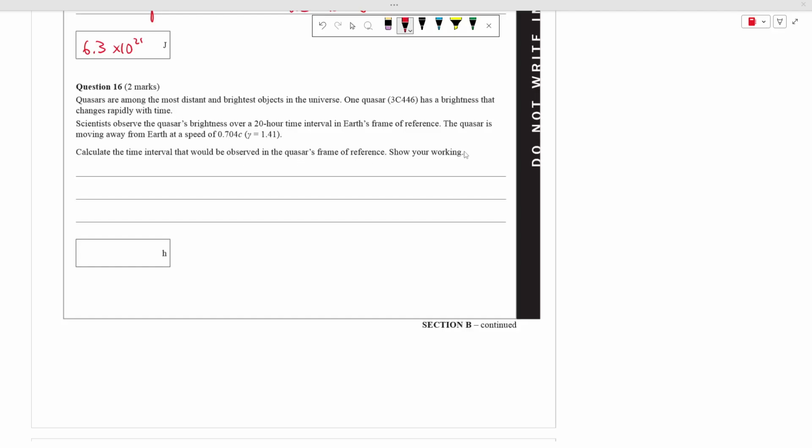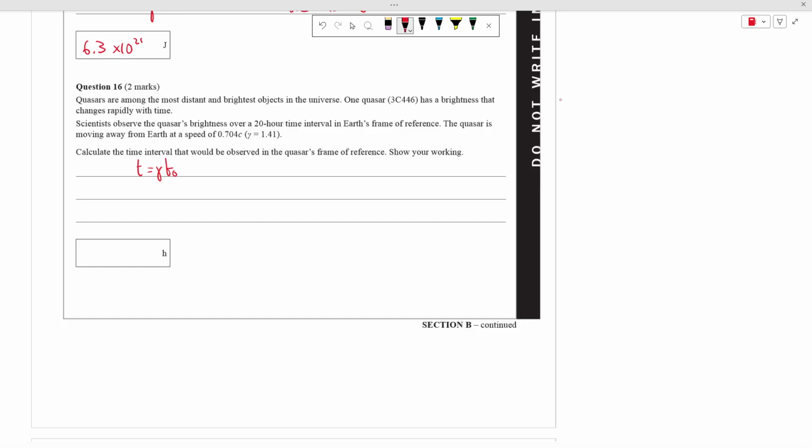Show your working. So imagine you have a clock and your friend goes to this quasar and also has the same clock. Because you are standing on Earth and this quasar and friend are moving away from you, your friend's clock would run more slowly, so less time would pass for them. So our time that we measure is t. The time that they measure would be t0. So let's set that up. t equals gamma t0. And our job is to work out what t0 is.